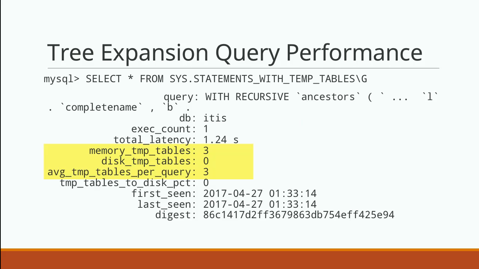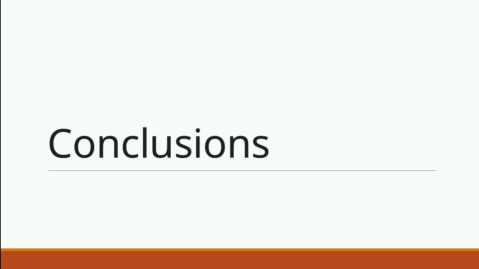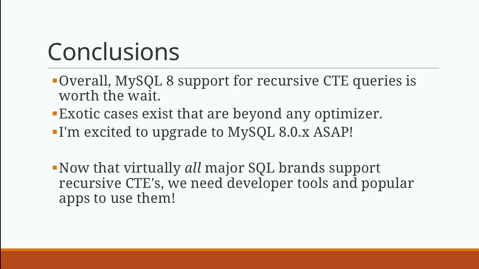When I use the sys schema to look for statements with temp tables, I noticed this one created 3 temp tables, noted here. The total time for the query was 1.24 seconds, which is fairly expensive. The user summary by stages sys schema table shows me that the majority of my time is spent sending data, which is another way of saying copying rows from one layer of MySQL to another one in memory, sending data from the storage engine to the SQL layer, typically. And that's the majority of the time. So that's what I found out from that.